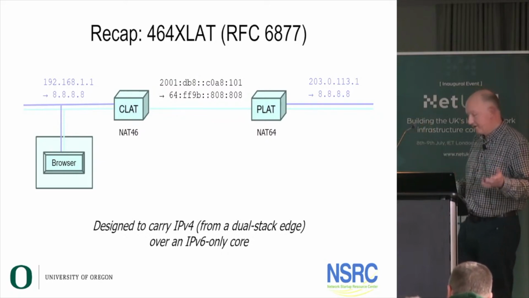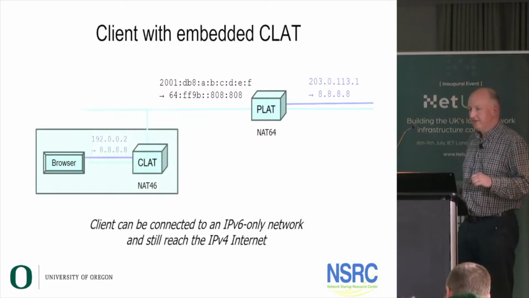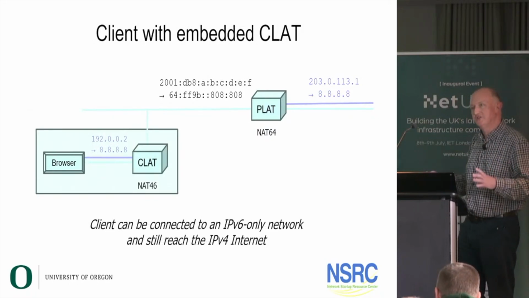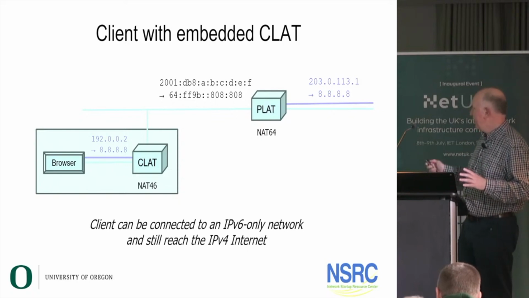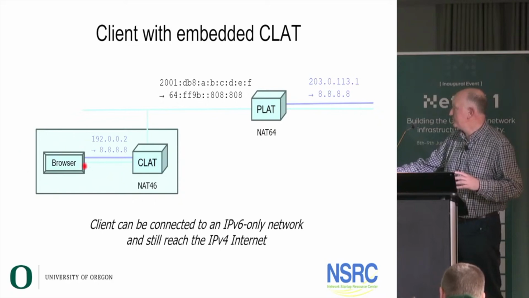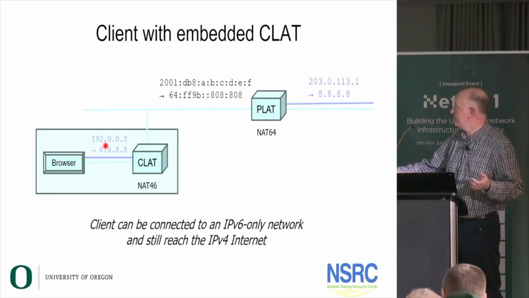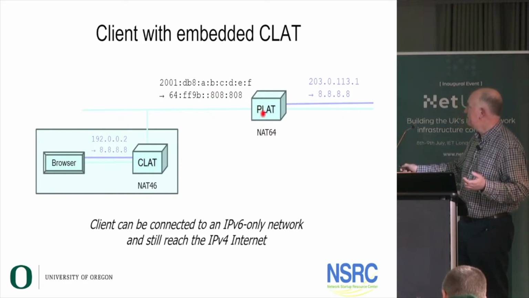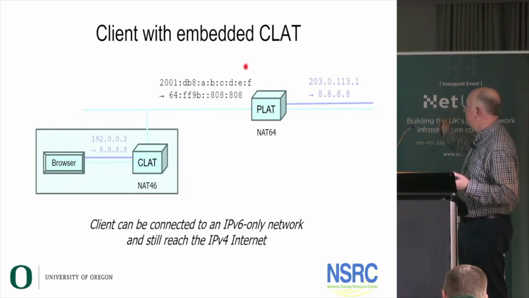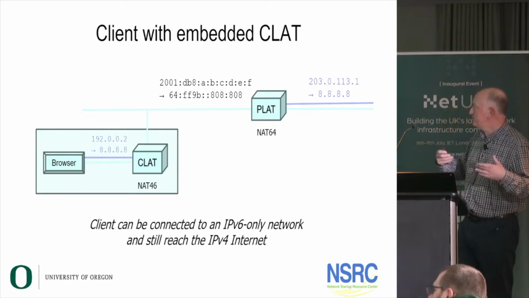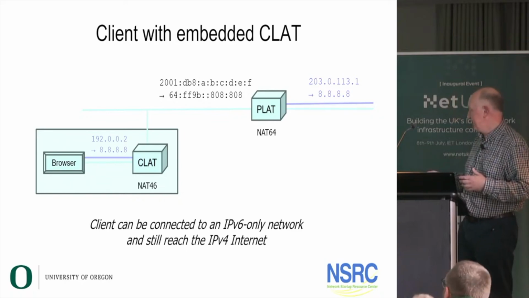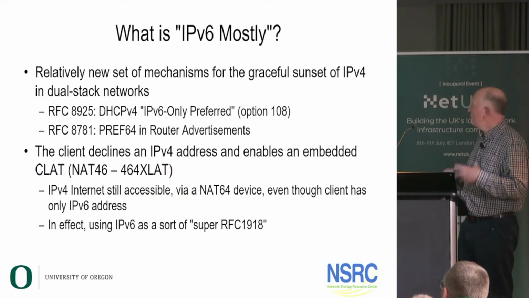And that works fine. But there is another way you can deal with this, and that's if you move the CLAT into the actual end user's device, their laptop or their phone or whatever. And if you do that, what you find is, again, your browser or whatever application is talking dual stack. It can talk to V6 destinations, it can talk to V4 destinations, but the actual network it's plugged into can be IPv6 only. And you can still access the IPv4 Internet on the right-hand side here. So it gives you a tool to move towards doing IPv6 only at the edge without losing the benefits of a dual-stack network.